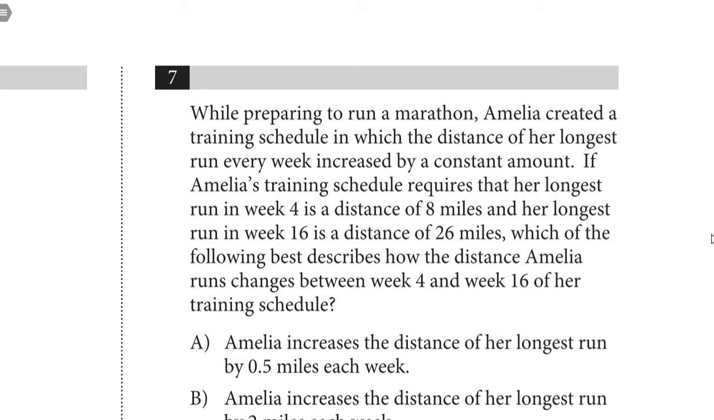While preparing to run a marathon, Amelia created a training schedule in which the distance of her longest run every week increased by a constant amount. If Amelia's training schedule requires her longest run in week 4 is a distance of 8 miles, and her longest run in week 16 is a distance of 26 miles, which of the following best describes how the distance Amelia runs changes between week 4 and 16 of her training schedule?